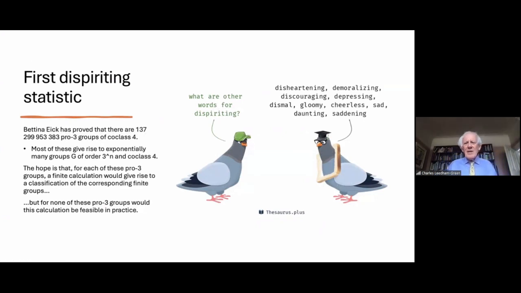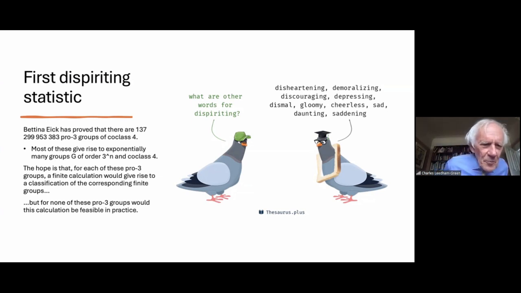Now, however, there are difficulties. The first dispiriting statistic, and there'll be another one, is that Bettina Eich has proved that there are 137,299,953,383 pro-3 groups of co-class 4. If you put a naught before that, it's probably a telephone number. But anyway, most of these will give rise to exponentially many groups G of order 3^n and co-class 4.